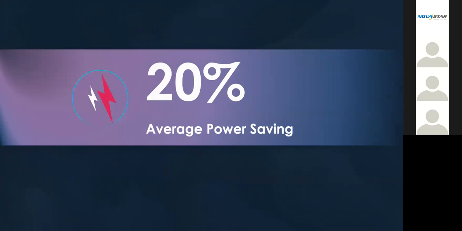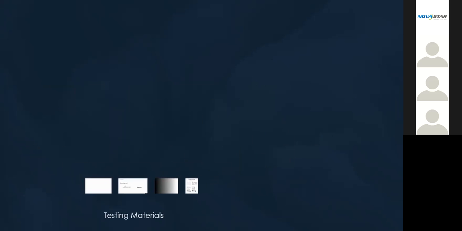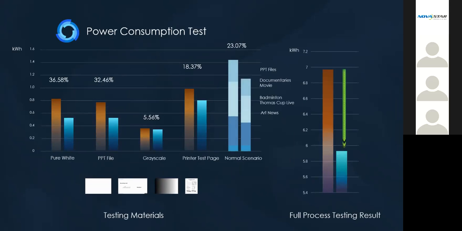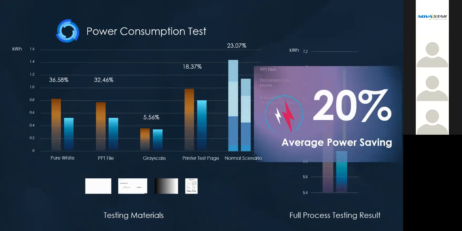We did a test with some commonly used materials such as pure white, PowerPoint files, grayscale gradients, printer test page, etc. And finally came to this result. Also, we tested with some video types that are frequently played, such as PowerPoint files, documentary films, sports, and news reports. The result is the same. The power consumption of LED display can also be reduced by around 20%.